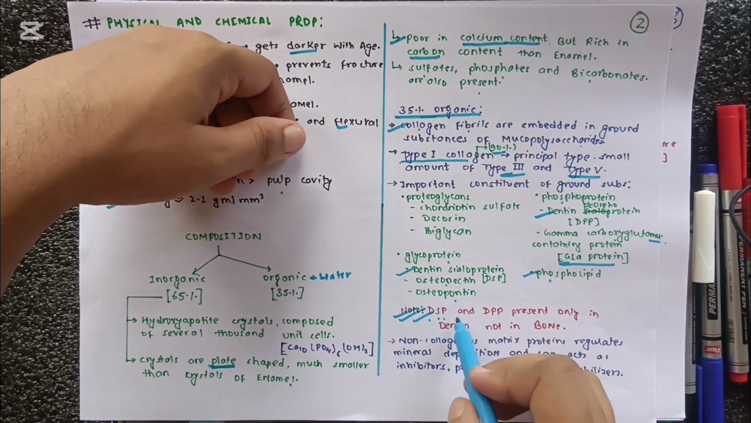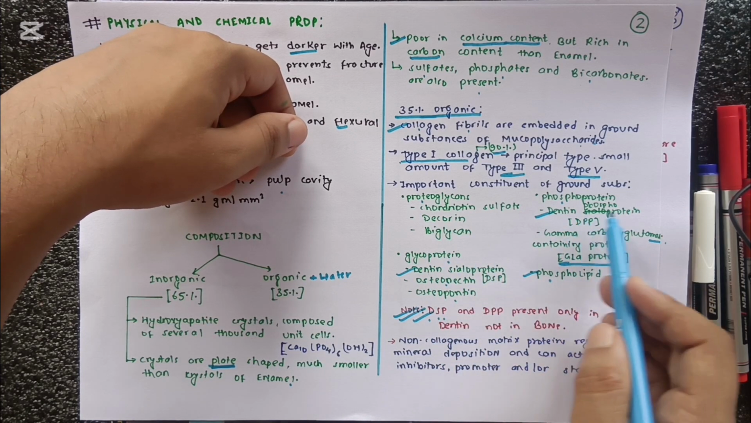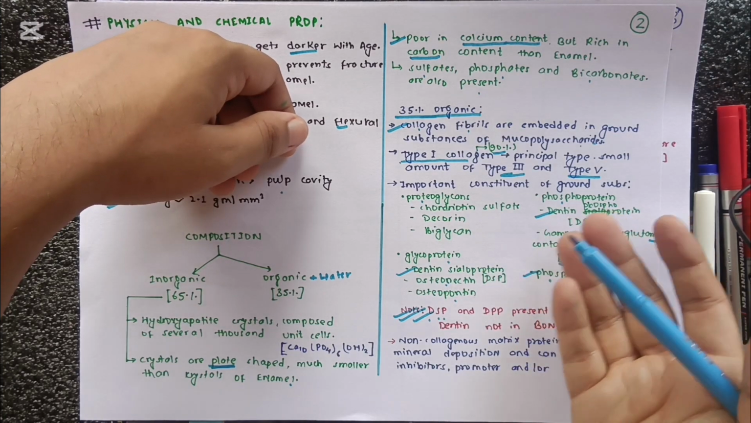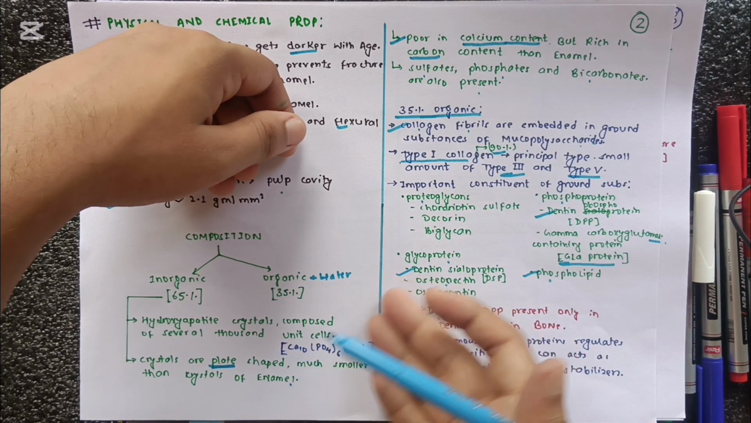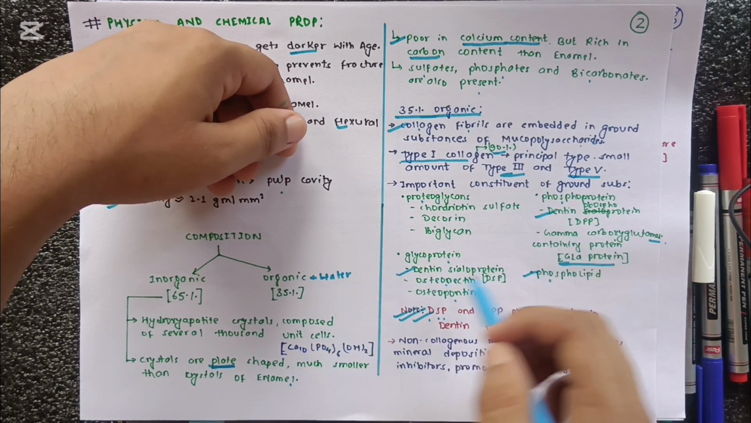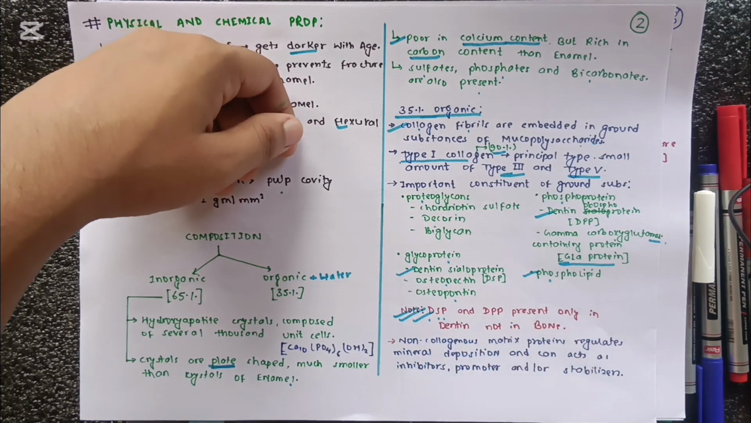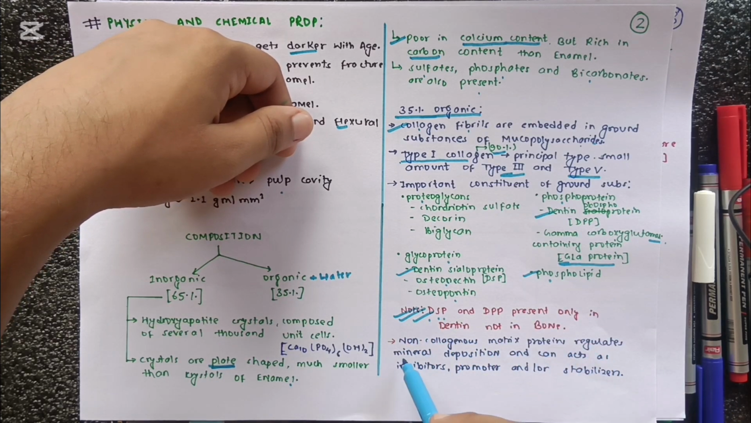That is DSP and DPP: dentin sialoprotein, which is a glycoprotein, and dentin phosphoprotein, which is a phosphoprotein, present in the ground substance of the dentin. There is also ground substance present in the bone too, but there is absence of DSP and DPP. You can remember this, it is very important for the MCQ.